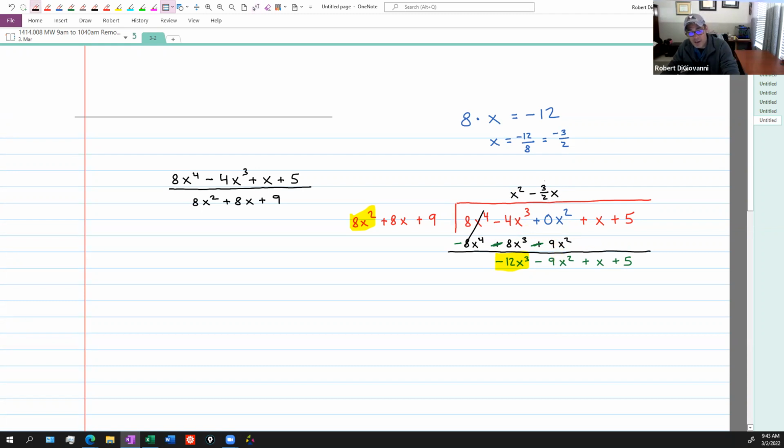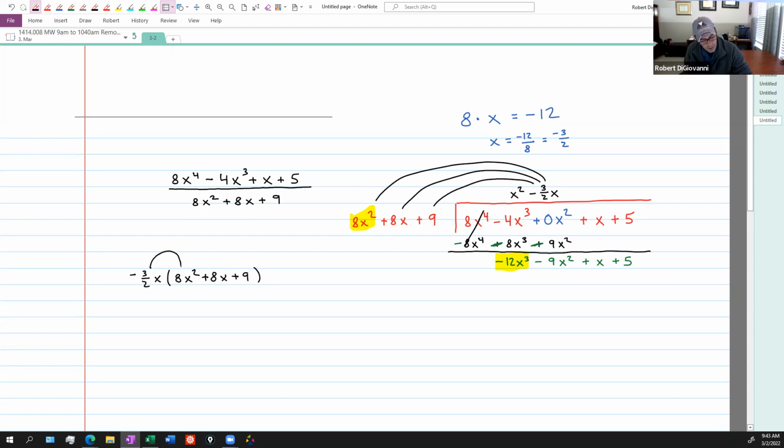Okay, so now I've got to multiply this times this, this times this, this times this, and that's going to suck, okay? In fact, I'm going to do it on the side. I need to multiply negative 3/2 x times 8x squared plus 8x plus 9, right? That's what I need to do. So I distribute this through here to here.